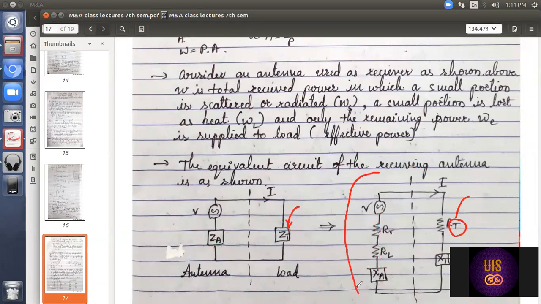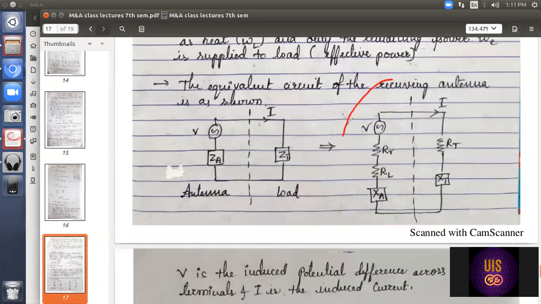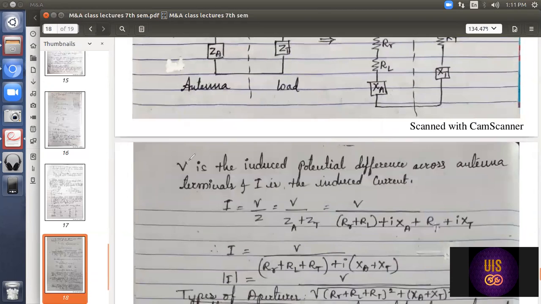So this is the equivalent circuit of a receiver, and at the end we have connected the load. Now, taking this as a reference, let us see the further concept. This is important, you should understand this equivalent circuit. V is the induced potential difference across the antenna terminals. I is the induced current. According to the formula, current I is equal to V by R. R is the resistance, but here we have to take both resistance and reactance, so I have taken capital Z.